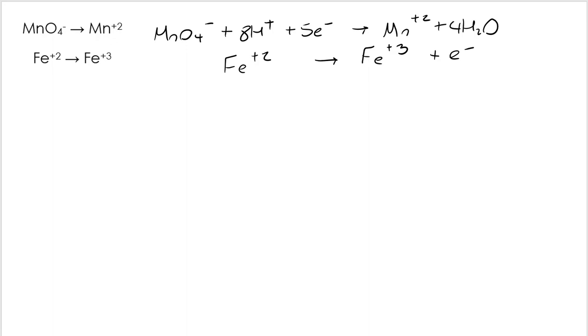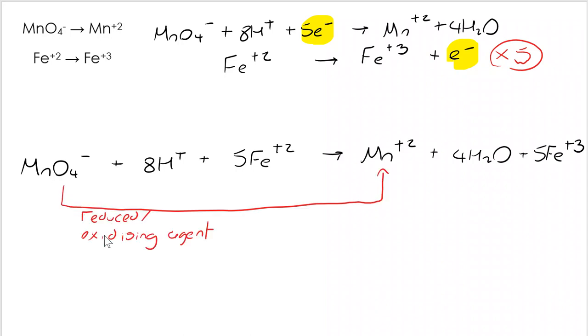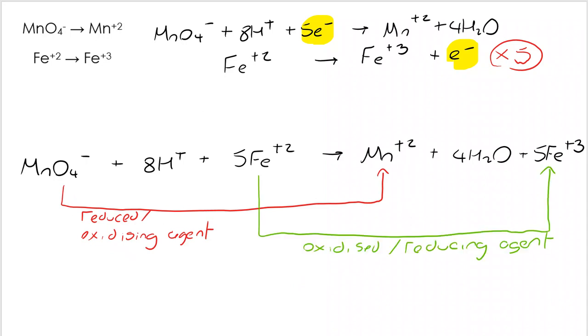Now on this one, I've got 5 electrons on the top and 1 electron on the bottom, so I need to multiply my iron half equation by 5. I then combine them all together. So you can see again, my Fe2+ has been multiplied to 5 Fe2+, my Fe3+ to 5 Fe3+. I've got rid of my spectators, which are my electrons, and I can see that my manganate(VII) has been reduced to Mn2+, and therefore is acting as an oxidising agent. And my Fe2+ has been oxidised to Fe3+, so it's acting as a reducing agent.